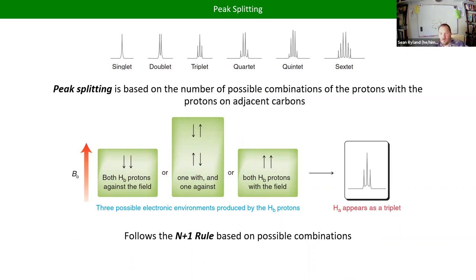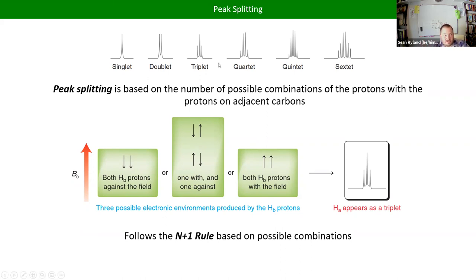If you think of these as being coins that could be heads or tails, the number of different hydrogens next door is going to affect how many different ways you can flip the protons on your signal that you're thinking about right now. And so it follows that N plus one rule, because if you have one hydrogen next door, they can either be pointed the same way or they can be pointed opposite ways. So there's two different peaks that show up in the same signal, because they can either match or not.